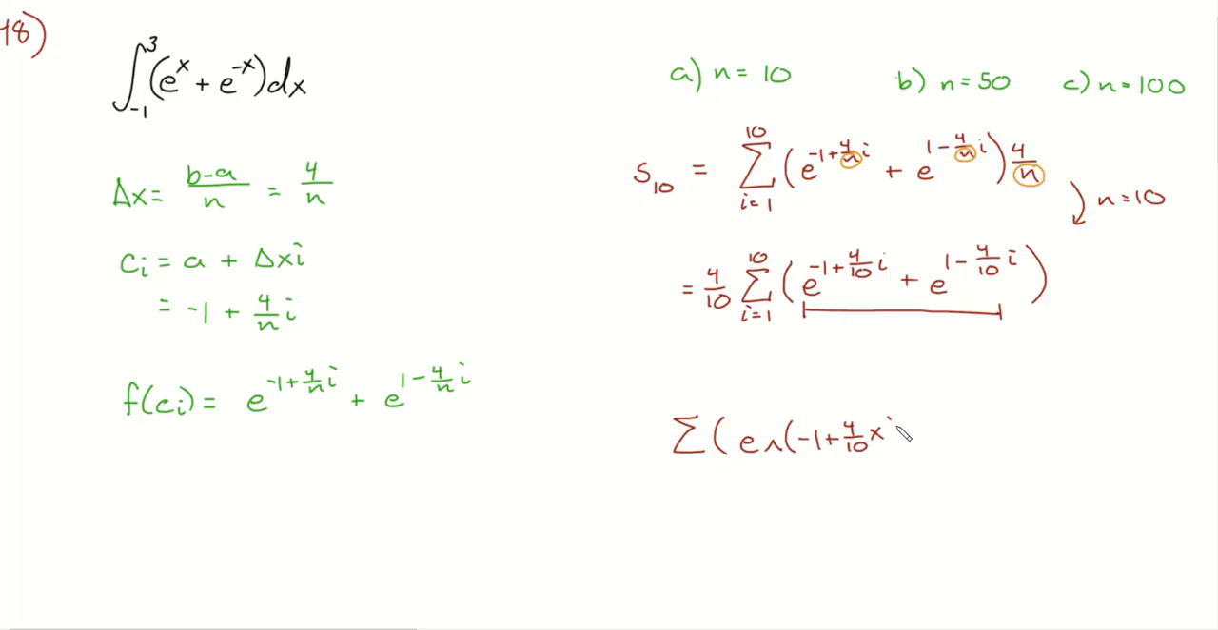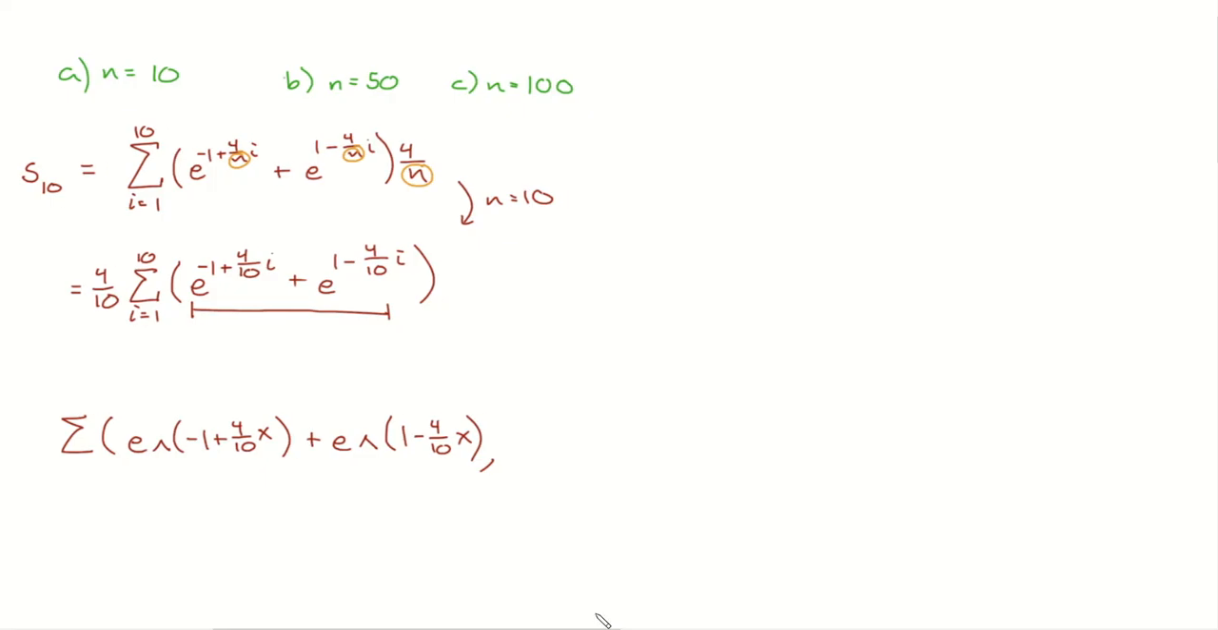So we'll close our parentheses, and we have to add the other one. The parentheses here are the hardest part. Remember that anytime you have a left parenthesis, just make sure you have a right parenthesis to go with it. So here's our first expression. The second one is e to the power of 1 minus 4/10 x again.